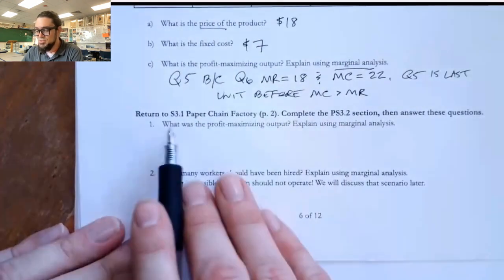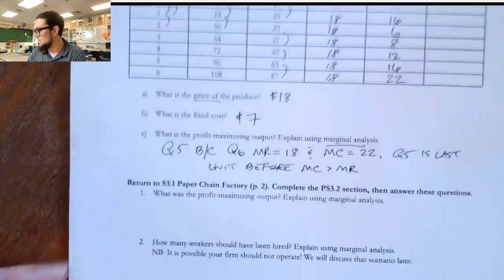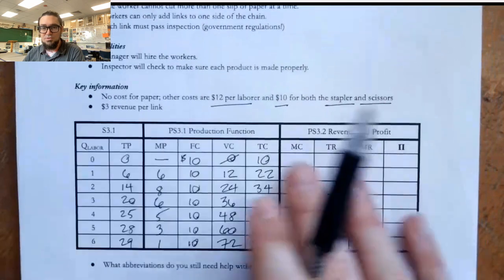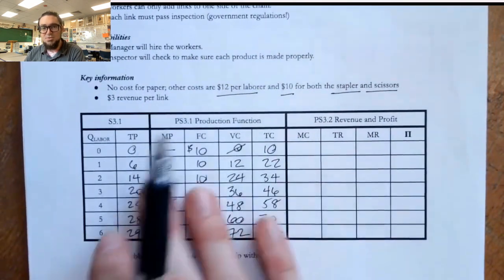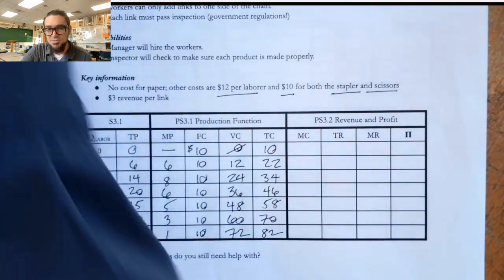Now, the last part is to return to the paper chain factory and complete PS 3.2 and then answer the questions. So I've kind of pulled this sheet out already, and what we're going to do is take a look at this section. These are the data numbers that I calculated from a kind of imaginary data set. You will probably have different numbers if you did the simulation.